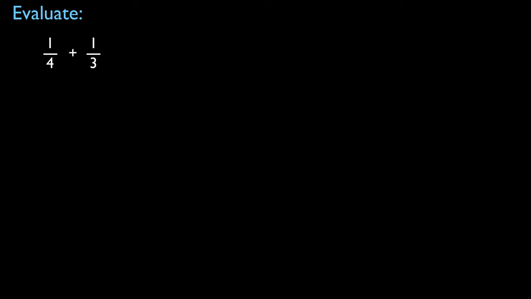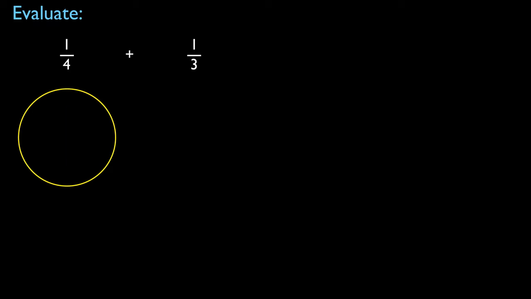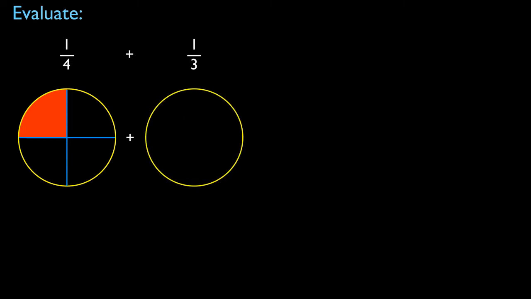To give us an idea of what this really means, I want to start with a visual. So we'll start with a circle and divide it into 4 equal parts. 1/4 of that circle would represent one of those parts shaded. Now to that we're trying to add 1/3. So we take a second circle and we divide it into 3 equal parts. And again, we shade one part of that circle. So that's 1/3. So the question becomes, how do we add a quarter to a third?